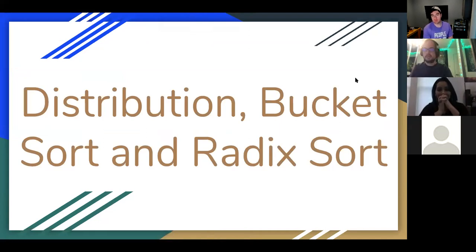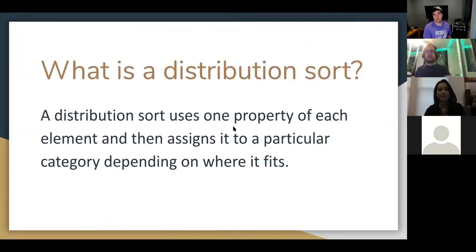All right. I will be going over distribution sorts, bucket sort and radix sort, which are both distribution sorts. What is a distribution sort? A distribution sort uses one property of each element and then assigns it to a particular category depending on where it fits. It can either be the starting character, or we're just looking for something that each item has in common.